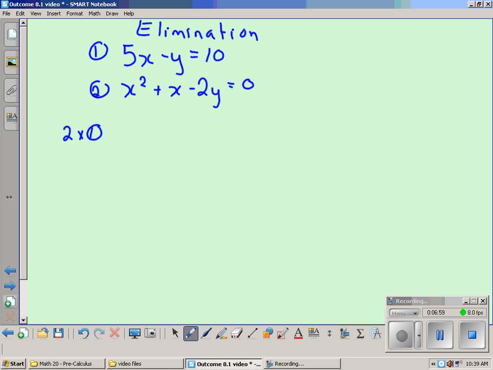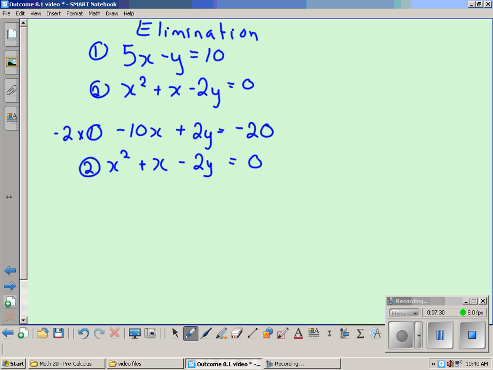If we do that, we end up with, we're going to multiply by negative 2. So I end up with negative 10x plus 2y equals negative 20. Remember that you need to multiply each term. Equation number 2 then, I'm going to rewrite so that my like terms line up. I don't have a squared term in equation number 1, so I'm going to start with that. Then I have plus x minus 2y equals 0.